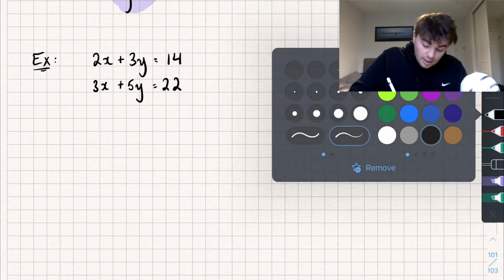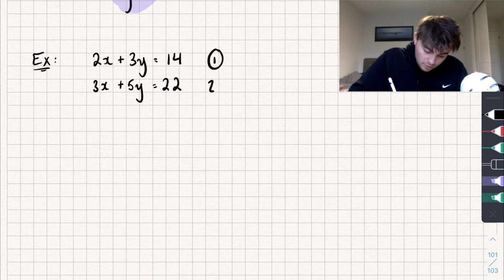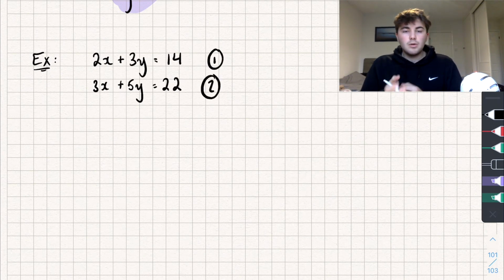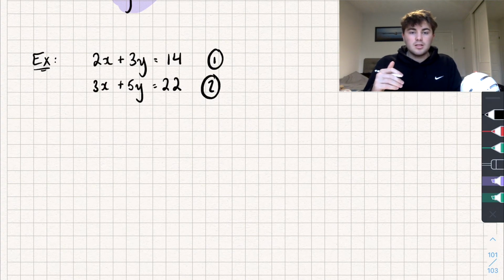Now, again, I'll label them up, so 1 and 2. But what you'll notice is there's nothing that I can multiply equation 1 by to make either the x or y coefficient equal to that of equation 2, and there's nothing that I can multiply equation 2 by to make the x or y coefficient the same as that in equation 1. So what we have to do in an example like this is we have to multiply both of the equations, okay, to make the coefficients the same.